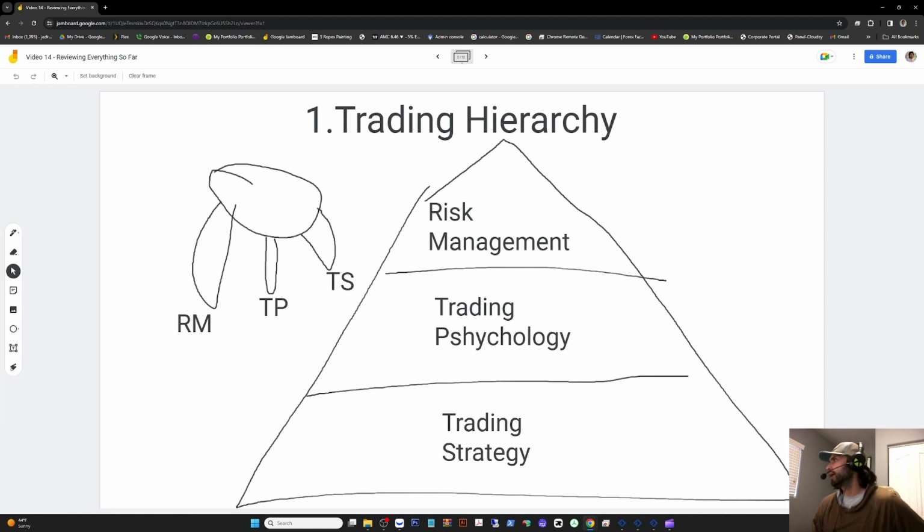1, trading hierarchy. Remember that you need 3 parts nailed down to be a successful trader: risk management, trading psychology, and trading strategy. If you can track something, you can improve it. So I hope you've been keeping notes and keeping track of your data.